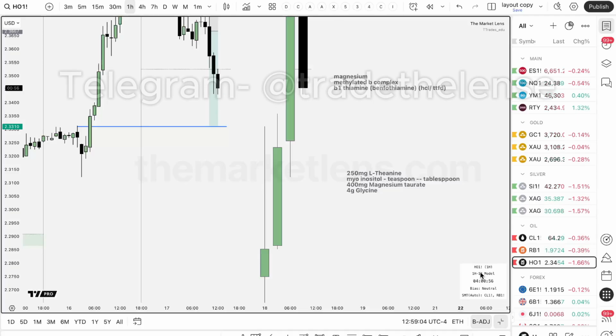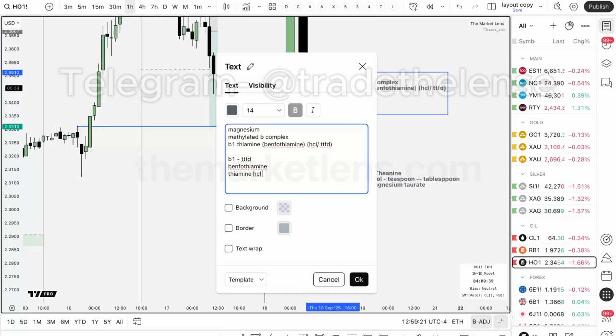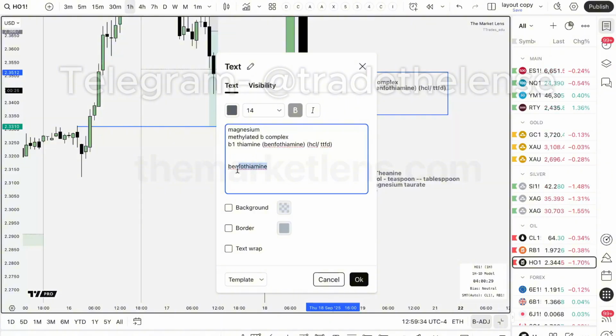B1 time, HCl. I mean, you can do HCl. So this is what I mean by B1. There are 3 different forms. You have TTFD, you have benfotiamine, and then you have thiamine HCl. This is the most common. You'll find that in most supplements that include it in a small amount. I personally reacted best with this one. This one can cause some paradoxical effects, so I just prefer that one.